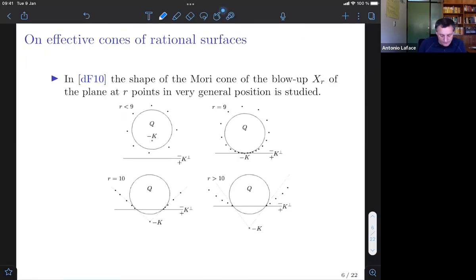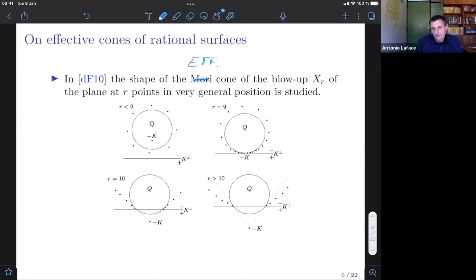Then Desjardins in 2010 provided a picture and studied, here I call it the Mori cone, but I have to say that, sorry, for a surface this is exactly the same as the effective cone, it doesn't change. The effective cone of the blow-up of the projective plane at r points in very general position is studied in the sense that he studied the position of the -1 curves, which are represented by the black dots in the following pictures. The four pictures are taken from the paper.